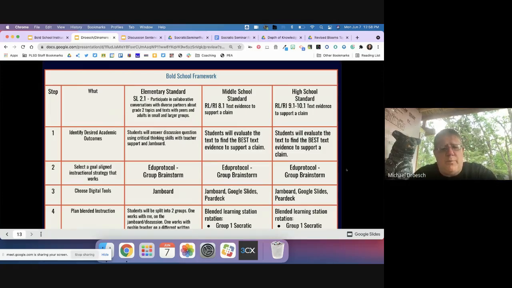The EduProtocol was the brainstorm, and we thought Jamboard, Google Slides, even Pear Deck would work pretty well. And then for instructional planning, I would definitely do blended learning.